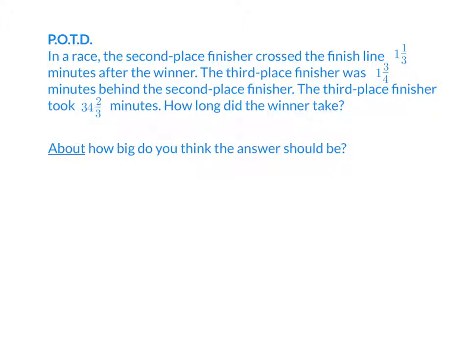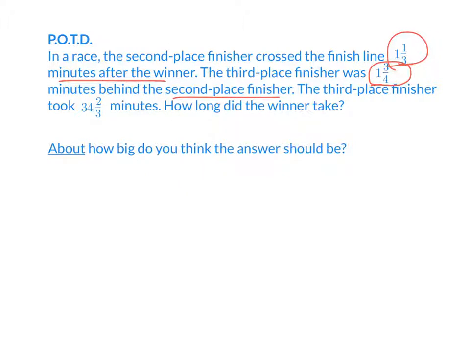If we know that the second place winner crossed the finish line 1 1/3 minutes after the winner, however long the winner took, how do we find the second place winner's time? We have to add what? 1 1/3 minutes. Very good. Then the third place finisher was 1 3/4 minutes behind the second place finisher.